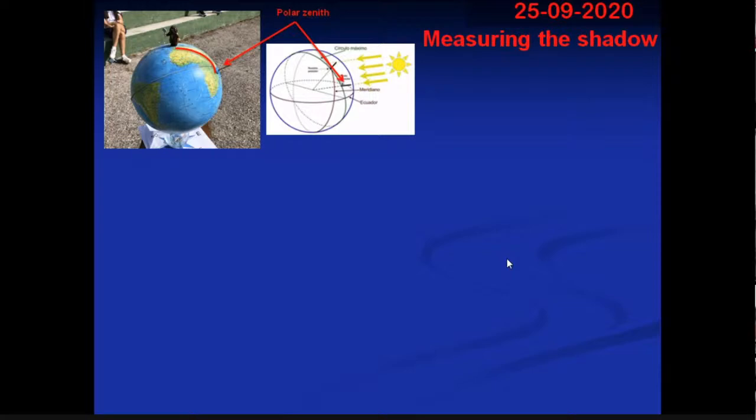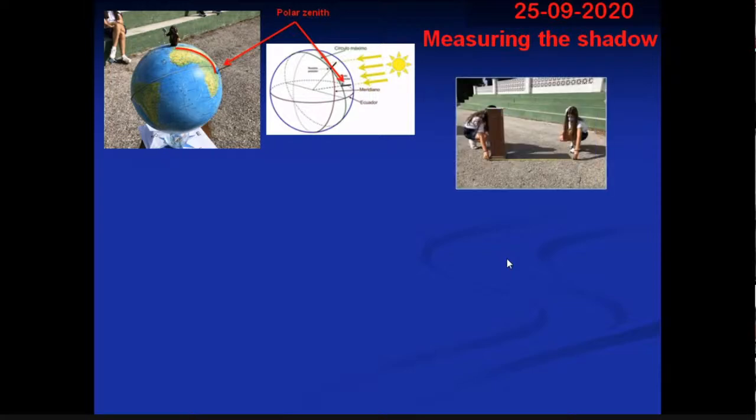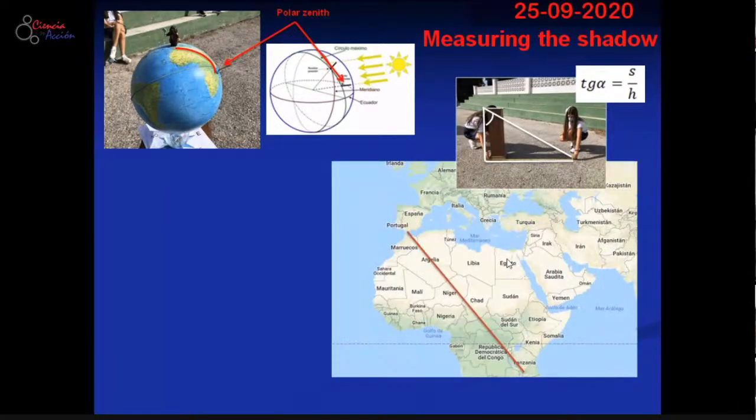So the students placed a pole in the schoolyard, and we measured both the height of the pole and the length of the shadow that the pole projected. And through the equation of the tangent, we were able to calculate the angle. Once we had the angle of the solar rays in our schoolyard, through Google Maps we measured the distance between the south of Spain and Mozambique.